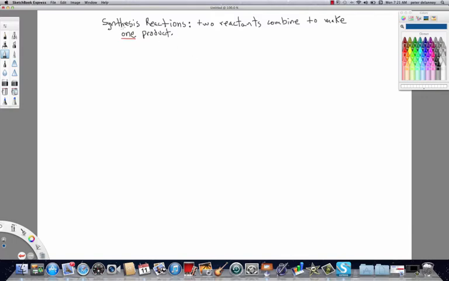So a synthesis reaction. All right. So a synthesis reaction is a chemical reaction which usually involves the combination of 2 reactants to produce a single product. One of the classic synthesis reactions out there is the reaction between hydrogen gas and oxygen to produce water.